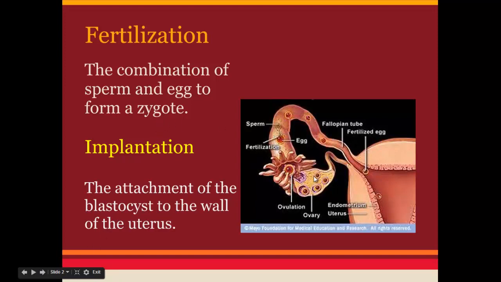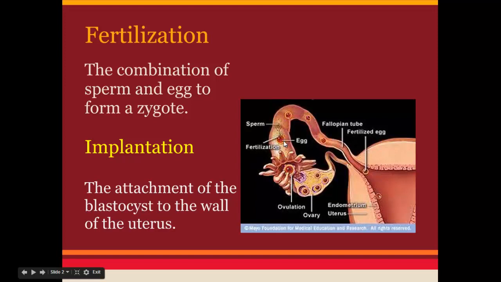zygote. If you look at our diagram here, we have an ovary, and these little circles that are becoming larger and larger are the ova, or the egg. And this diagram is showing you the development of an egg into a mature egg that will eventually be released during ovulation. Ovulation is the time when a mature egg is released from the ovary into the fallopian tube.